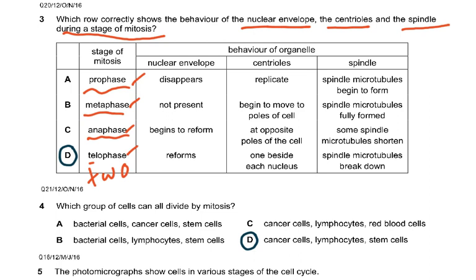So it says which row correctly. So in telophase, the nuclear envelope has reformed, as is correct. Centrioles one beside each nucleus, and spindle microtubules break down. So D was the correct answer.